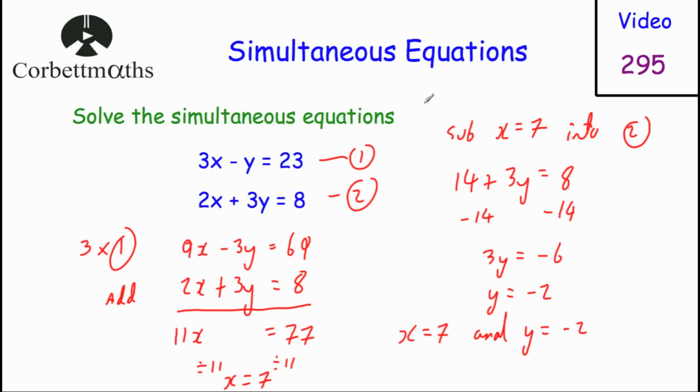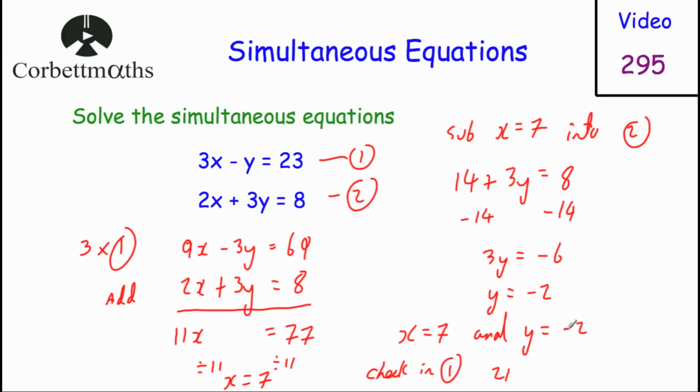Now we substitute x into equation 2 to find our value of y. Let's now substitute both of them into equation 1. So let's check in 1. Well, if we substitute these numbers into equation 1, we've got 3 times x, so that's 21. 3 times 7 is 21.